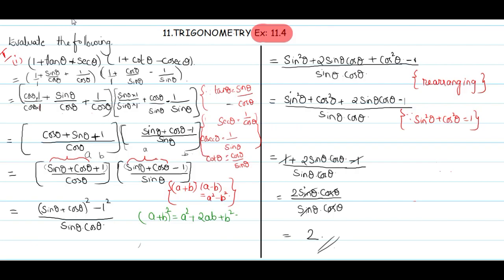Hello everyone. In this video, let us solve the most exciting problems of Exercise 11.4 of chapter Trigonometry. The first question is, evaluate the following. Here it is given that (1 + tan θ + sec θ)(1 + cot θ − cosec θ). We need to evaluate the value of this.